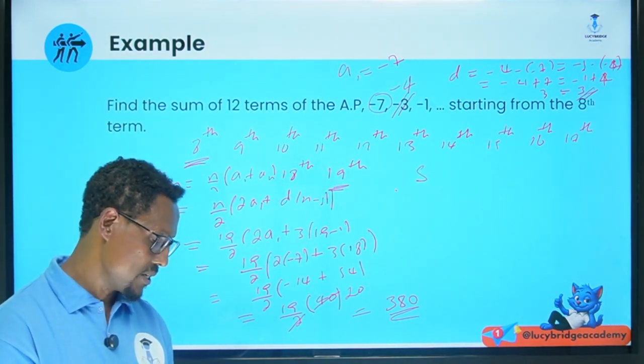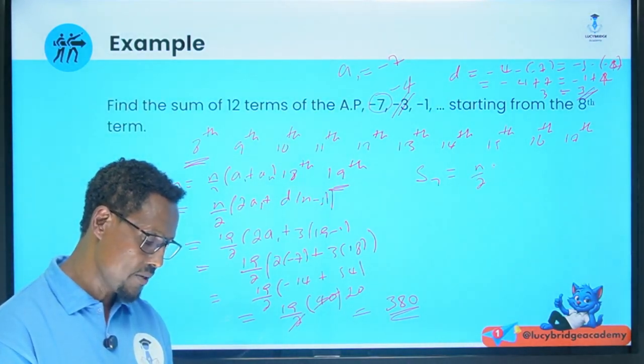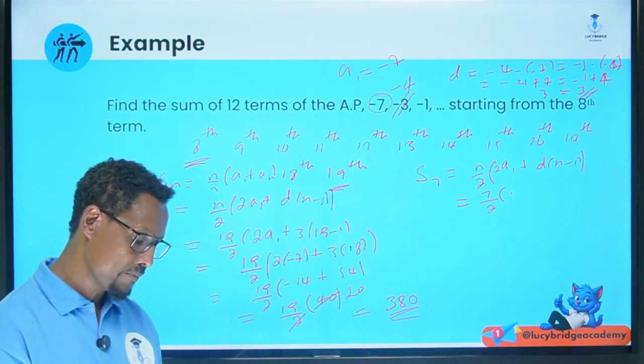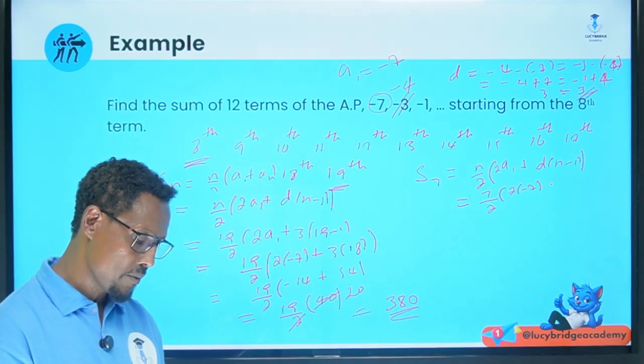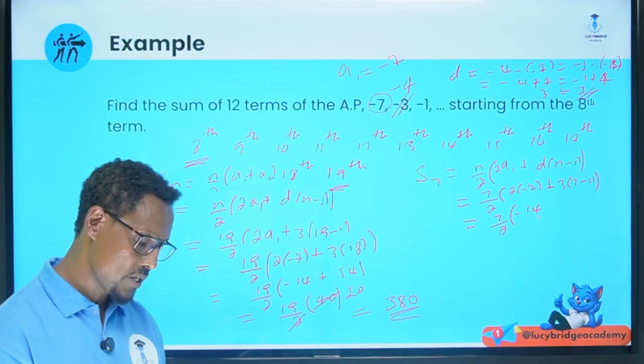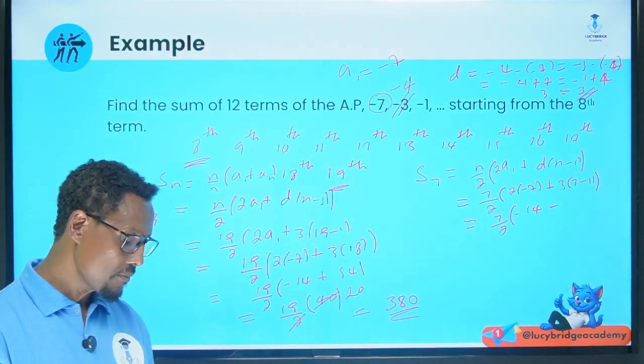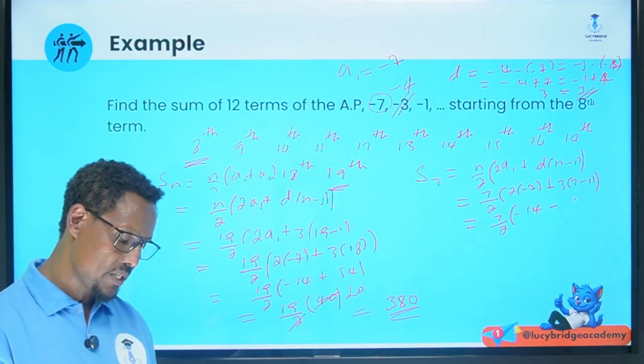Again, we need S7, the first 7 terms. Using n over 2 times 2a1 plus d times n minus 1, this means 7 over 2 times 2 times -7 plus 3 times 7 minus 1, which is 7 over 2 times -14 plus 3 times 6, which is 7 over 2 times -14 plus 18.